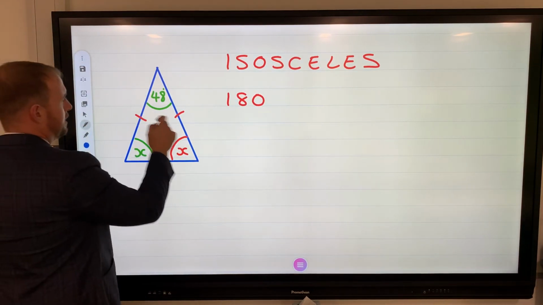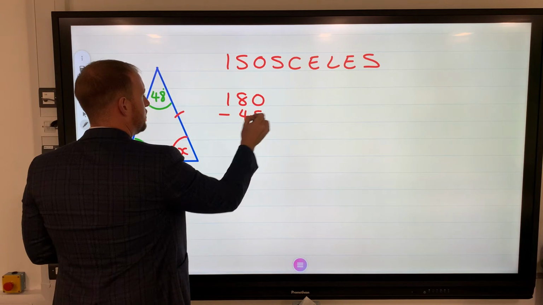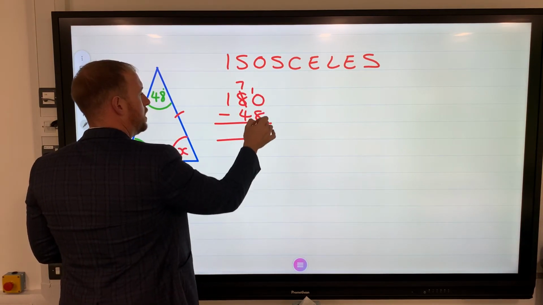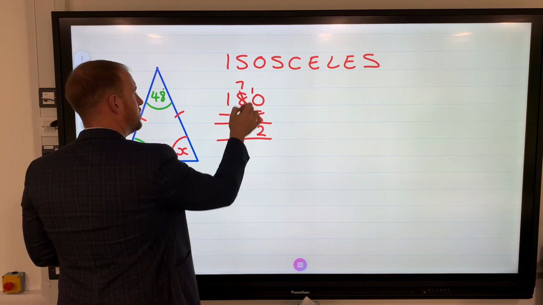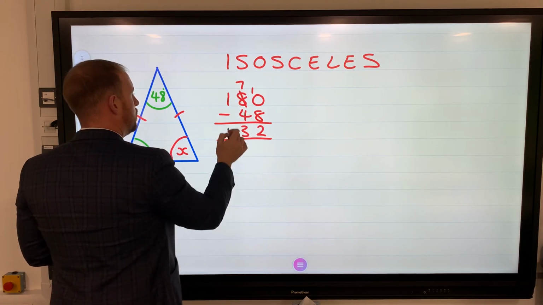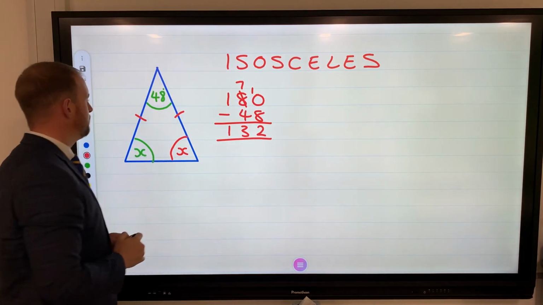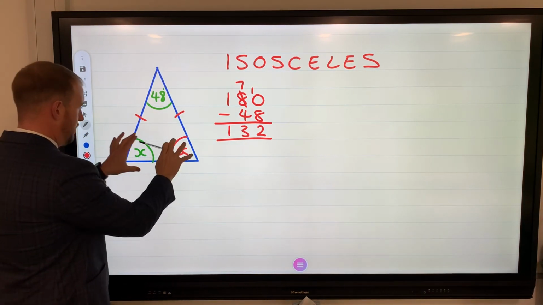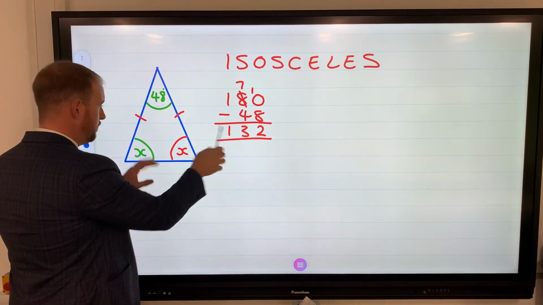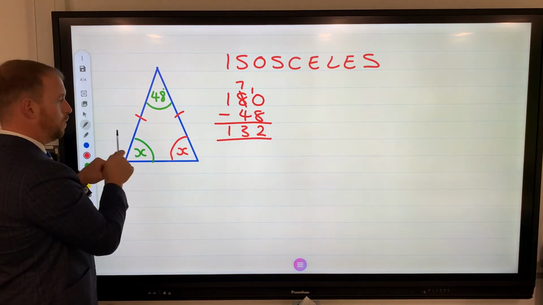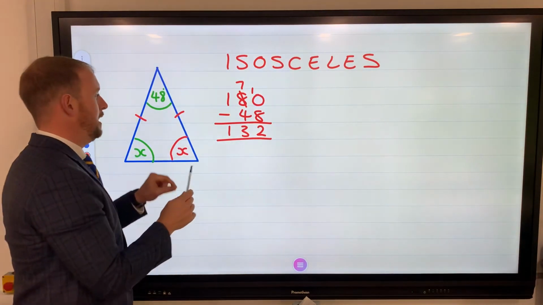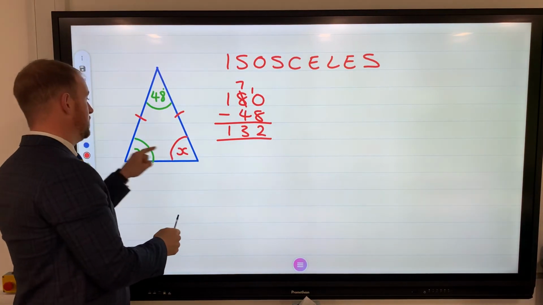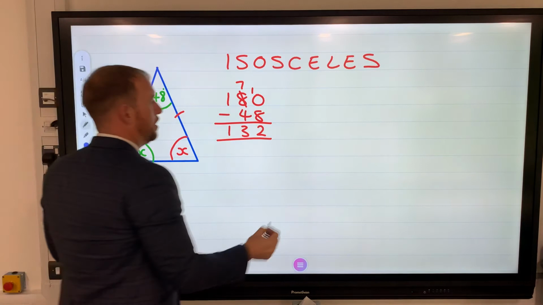Well, let's subtract this 48. 10 take away 8 is 2, 7 take away 4 is 3, 1 take away 0 is 1. So now we know both of these have a total of 132, but I want to work out just what one of them is. So I now have to divide that by 2, or half it, to find the answer for the value of x.